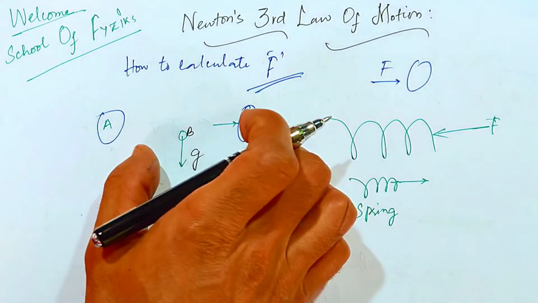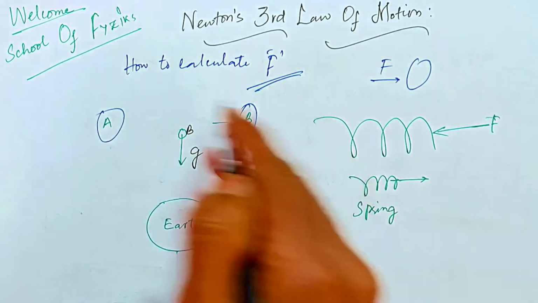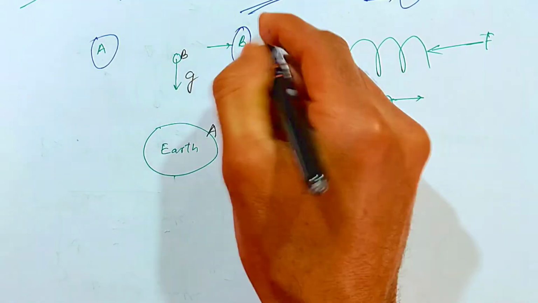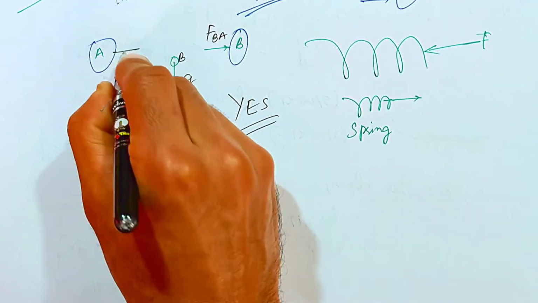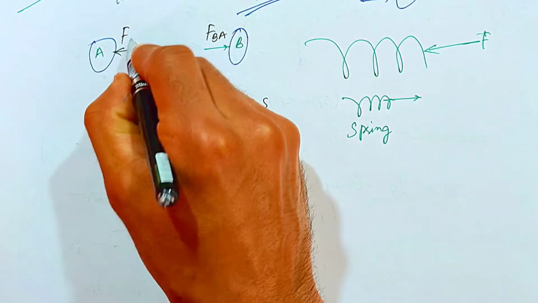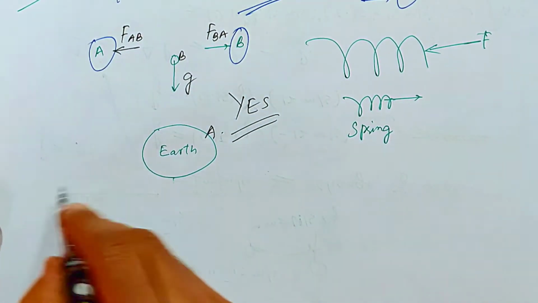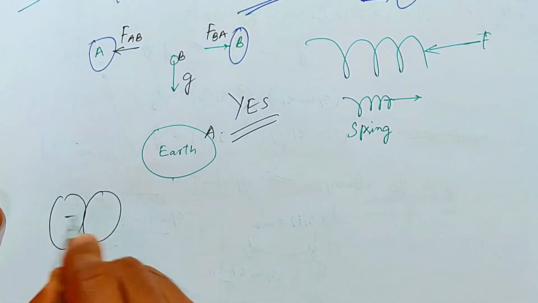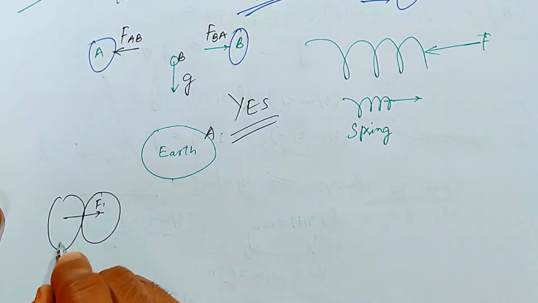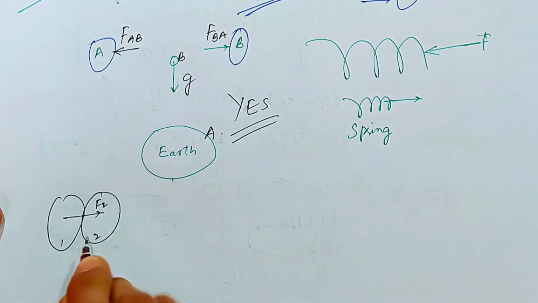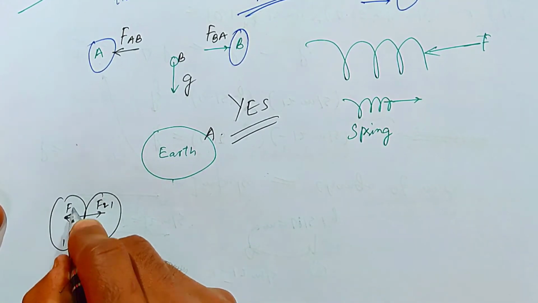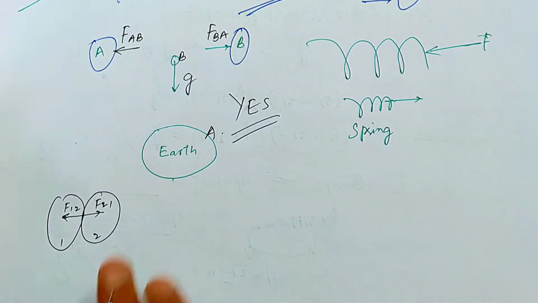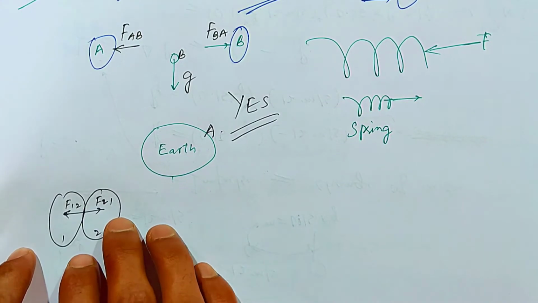And this yes was said by Newton himself. He said that even though these two bodies are at a distance, if A is applying a force on B, like FBA, the force on B due to body A, then the same force will be applied by body B on body A, that's FAB. So we have two bodies, body 1 and body 2. The force on body 2 due to 1, then in a similar fashion, a force will be applied on body 1 due to body 2. This is famously called Newton's third law.